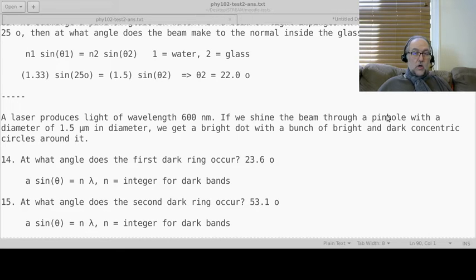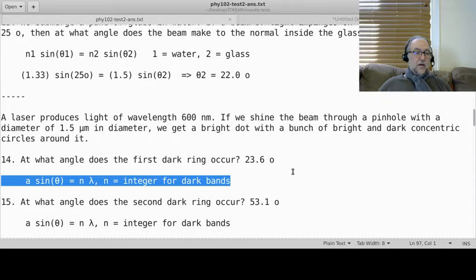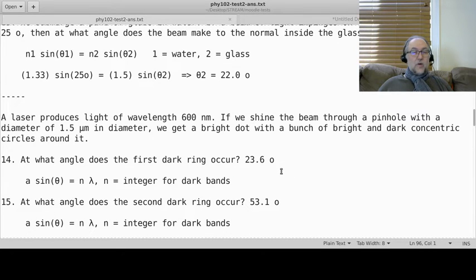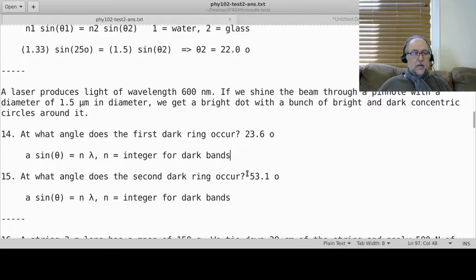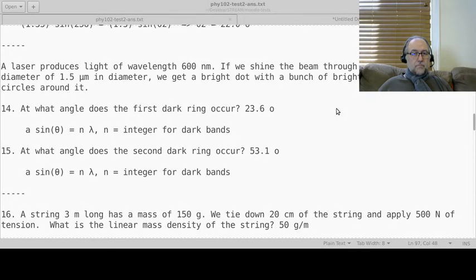Okay, if we had two holes or two slits or two openings, whatever, then it would be a double slit situation, but we only have one, so we're in a single slit situation. And so the formula for single slit is this one right here. Okay, and it's only for the dark bands. All right, and so I asked the question, at what angle does the first dark ring occur? Okay, so let's take a look at that.